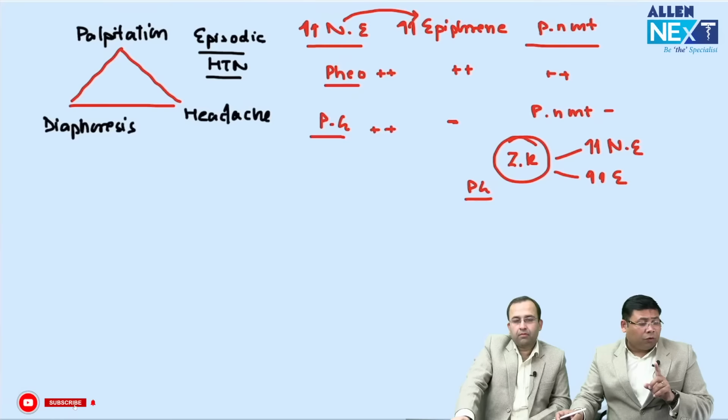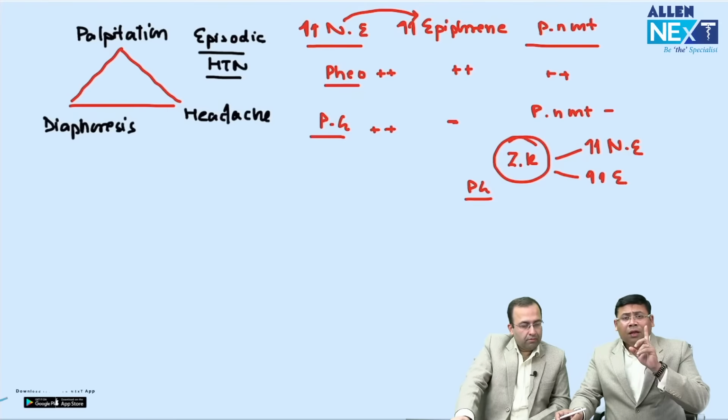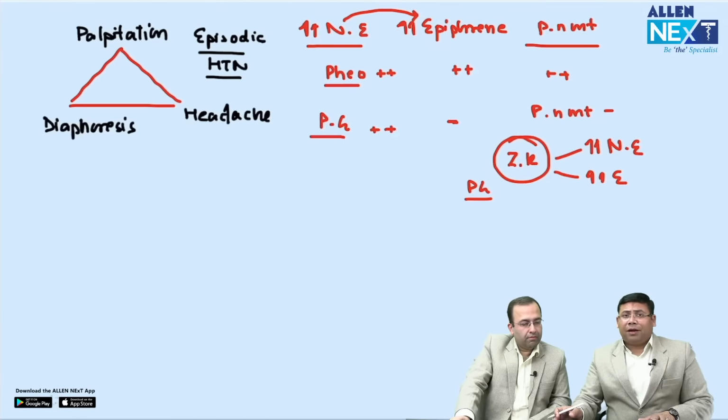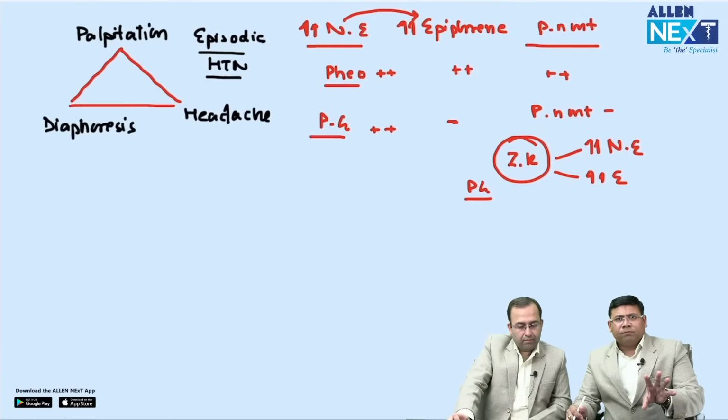Now here is where you people make a mistake. What is that? I will tell you. You say, okay, the investigation of choice for pheochromocytoma is MRI and light bulb sign. But use your common sense. This is an endocrine organ, and the investigation will always be related to the biochemical product or its byproduct. And the most stable byproduct is the metanephrines that we see at the level of urine.